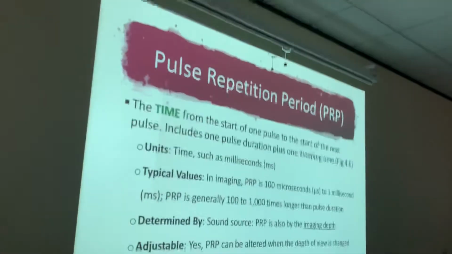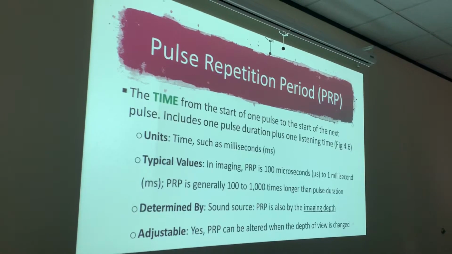And of course, it makes sense that our pulse repetition period is longer than our pulse duration, right? Because depending on the depth, we're going to need to listen a lot longer than we need to transmit sound. This machine needs to listen a lot longer because it has to travel deep. When it's transmitting the pulse, the distance doesn't matter. Remember, the pulse duration is determined by the source.